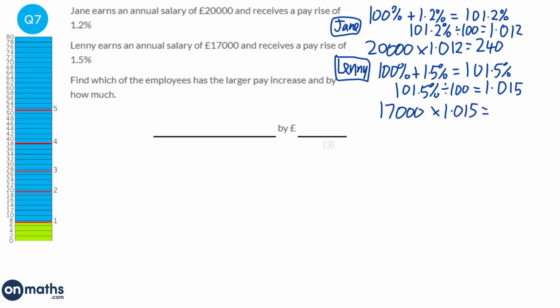And when we do that, we get 255. So Lenny has 255, Jane has 240. It says which of the employees has a larger pay increase and by how much. So the answer will be Lenny, and it's by £15 because that's the difference between these.